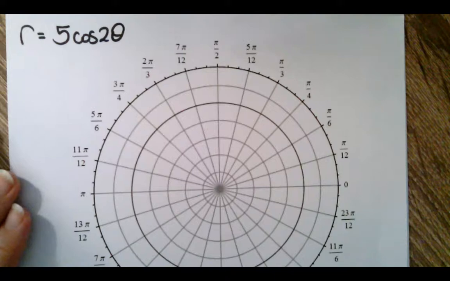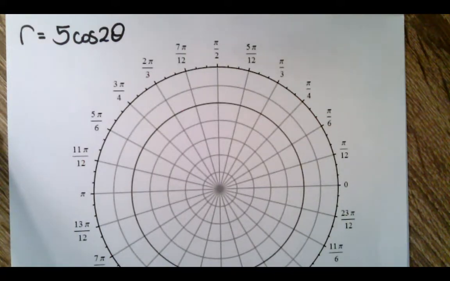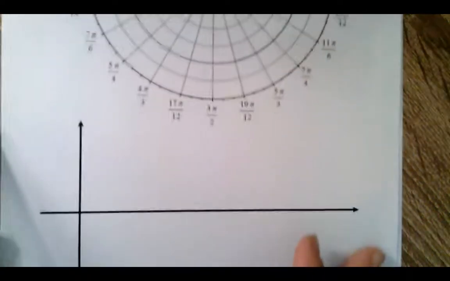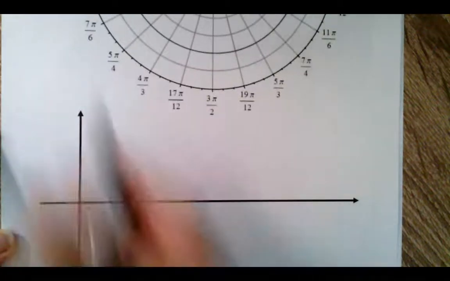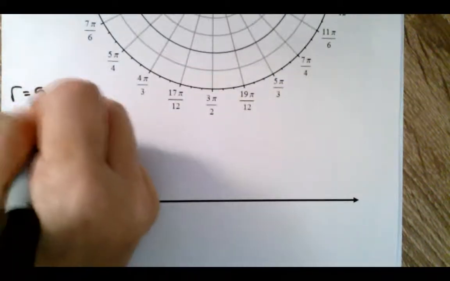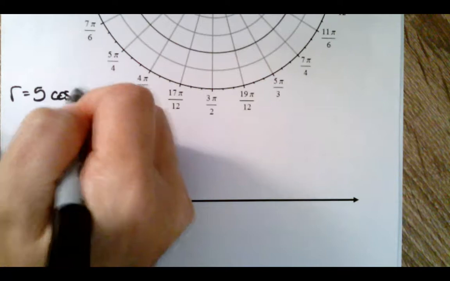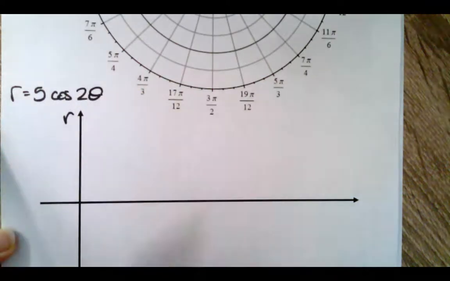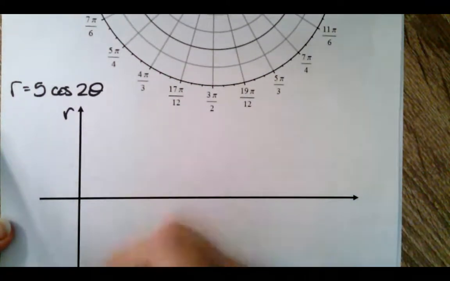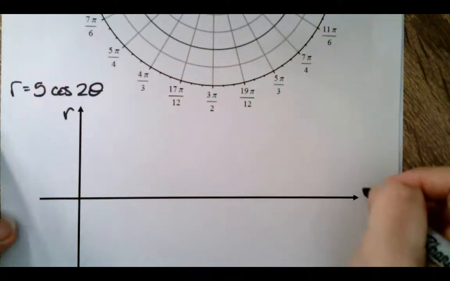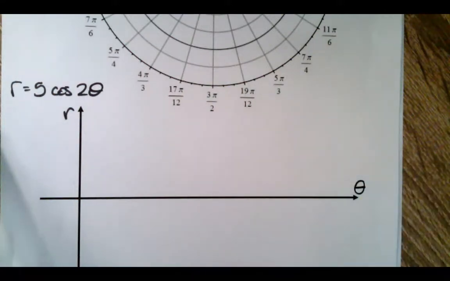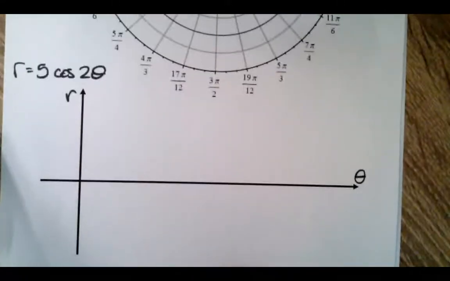We're going to start first with the equation r is equal to 5 cosine 2 theta. Just like we've done with previous polar graphs, we're going to graph this using a rectangular axis first of all. This is going to be my r axis. The vertical axis is going to be for r, the radius, and the horizontal axis will be for theta.